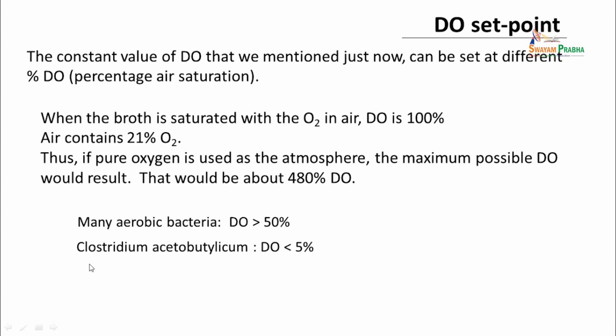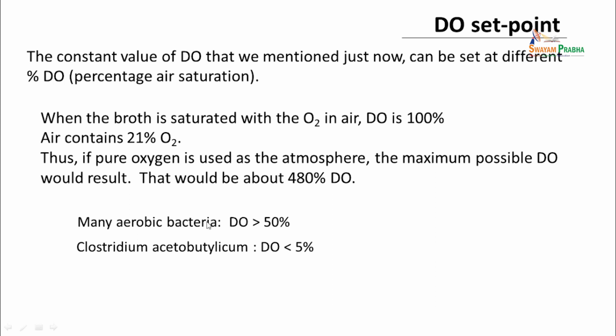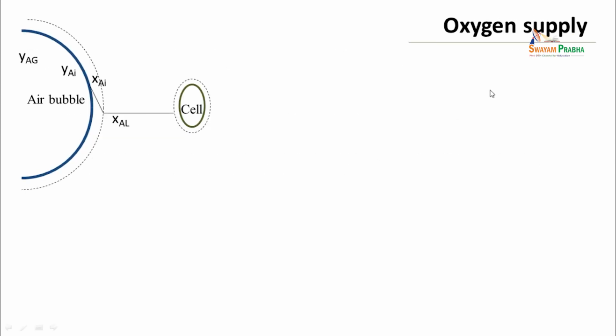But some organisms, like Clostridium acetobutylicum, which is microaerobic, which requires low levels of oxygen, require a DO of less than 5%. Now, let us look at the oxygen supply. Before that, let me emphasize, it is because of this that we need to worry about the DO. DO directly affects the growth and productivity of organisms, although it is only a level of accumulation. Now let us look at the details of oxygen supply.